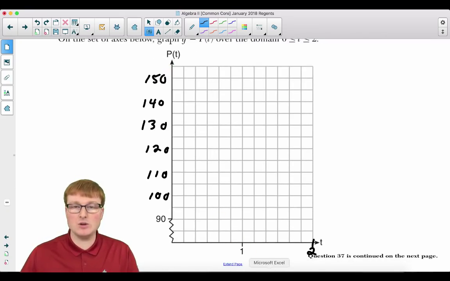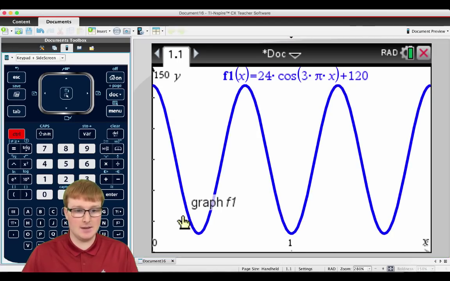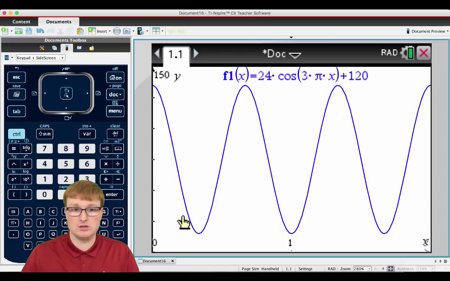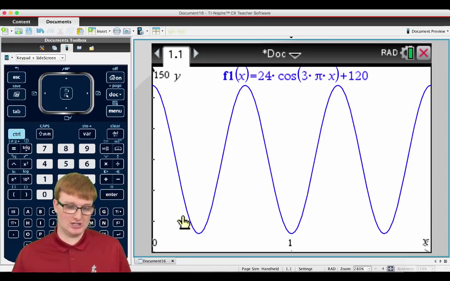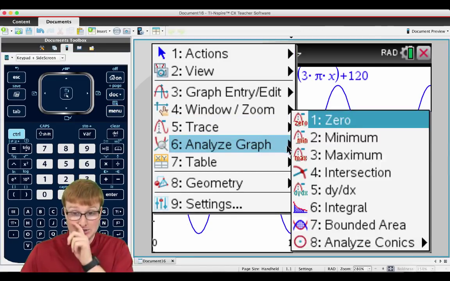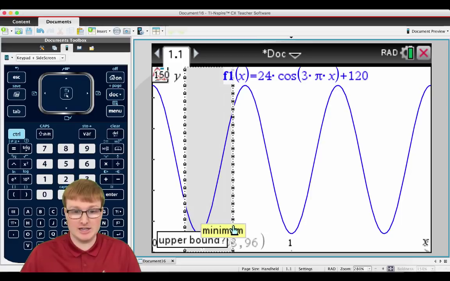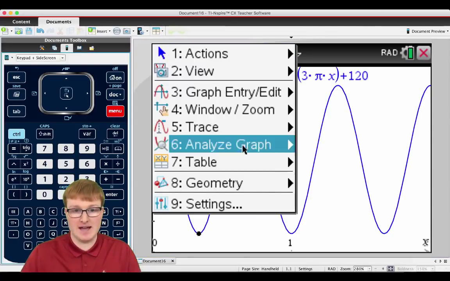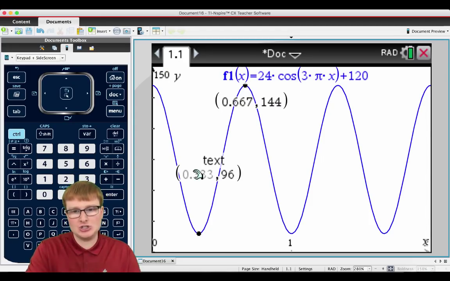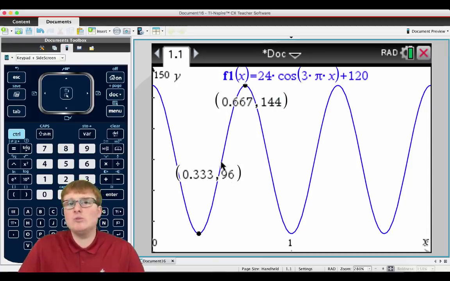So I am going to leave you to copy down the table of values for the graph. Basically, you are just going to use your menu, analyze graph, minimum, and click before and after, and then click the maximum, and you're just going to do it a couple times. You can't use the table of values. It's just annoying. You're just going to do it a couple times to get your x values, because we know the y value.